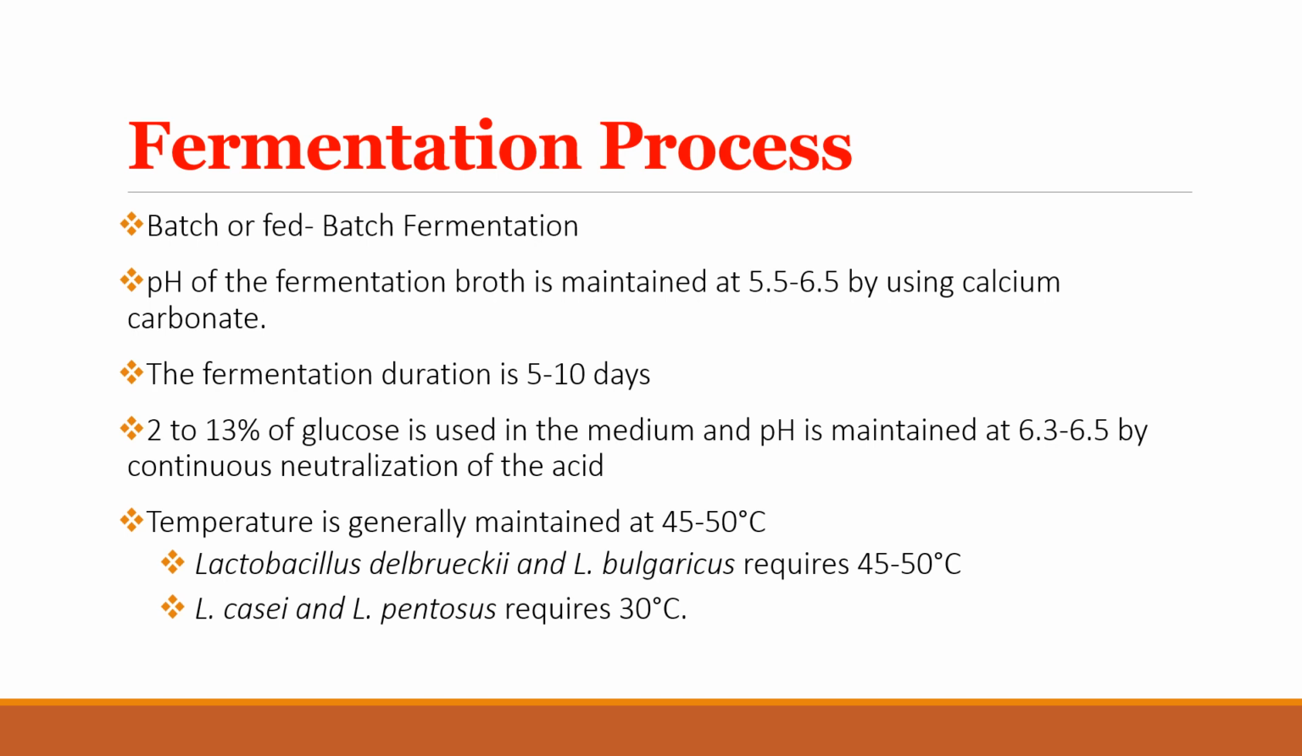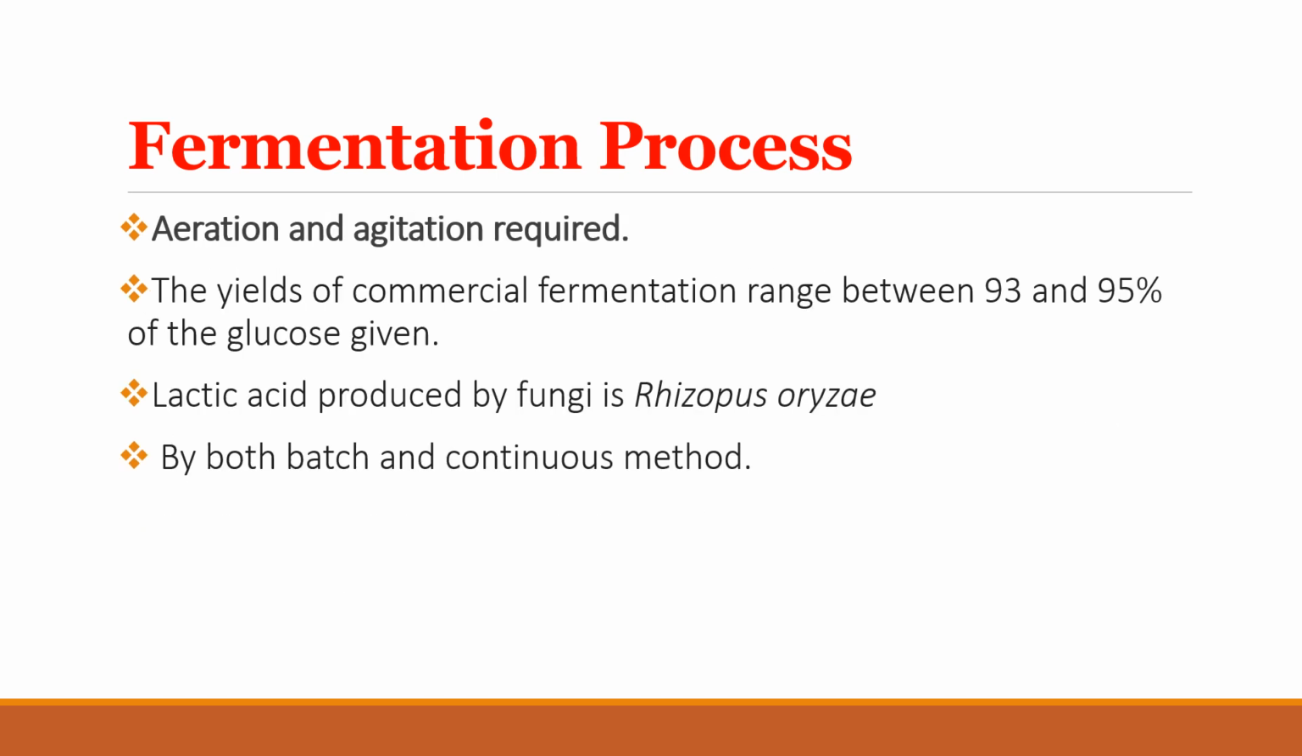For Lactobacillus delbrueckii and Lactobacillus bulgaricus, the temperature should be maintained at 45 to 50 degrees Celsius. For Lactobacillus casei and Lactobacillus pentosus, it requires about 30 degrees Celsius. Aeration and agitation are required, and the yield is about 93 to 95% when glucose is given. Lactic acid can also be produced by fungi, Rhizopus oryzae, by both batch fermentation and continuous method.